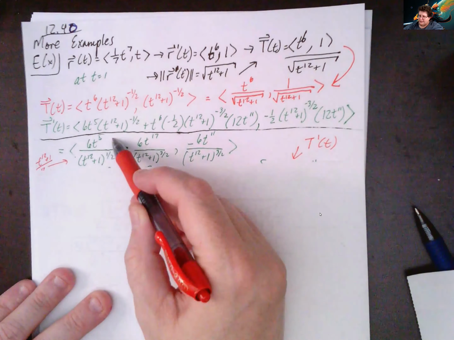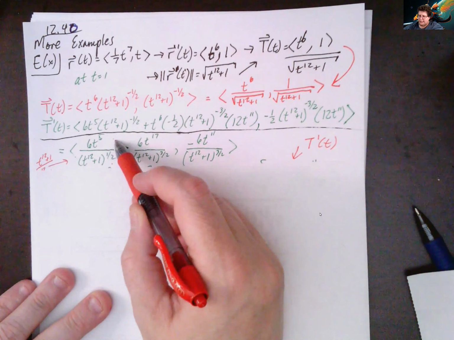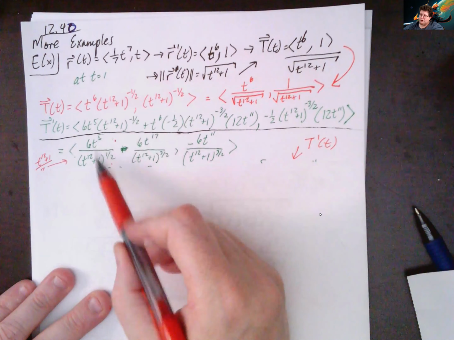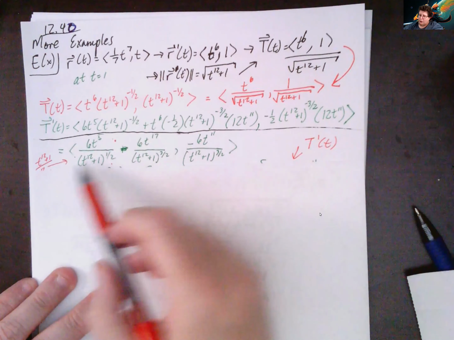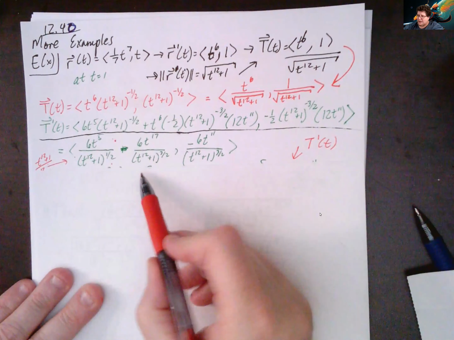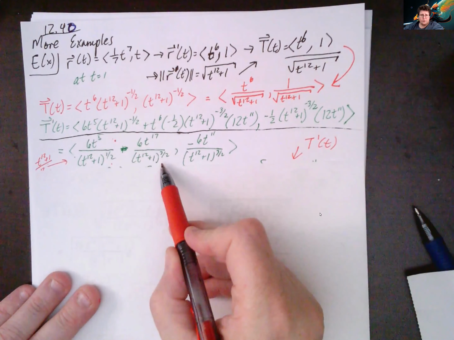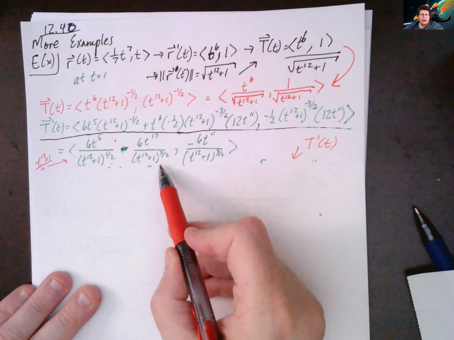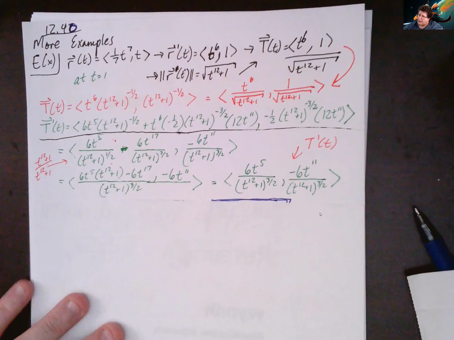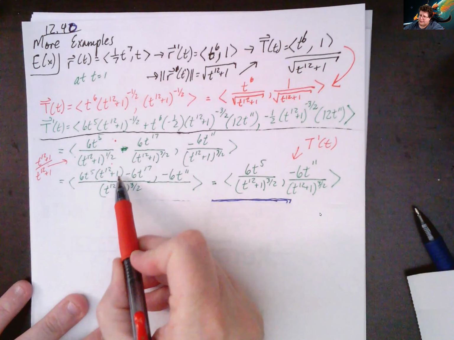So I can multiply this first piece right here, 6 times t to the 5th over the square root of t to the 12th plus 1, by t to the 12th plus 1 on top and bottom, and then I will have a common denominator of t to the 12th plus 1 to the 3/2. And so I do that here, I show it there.